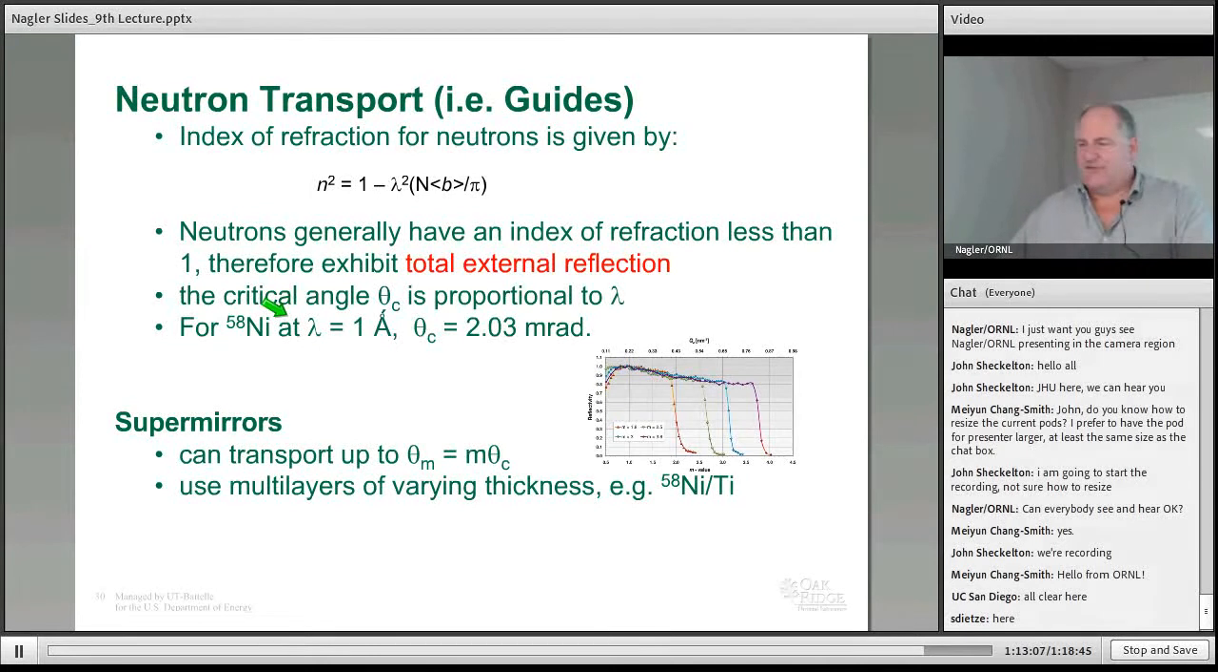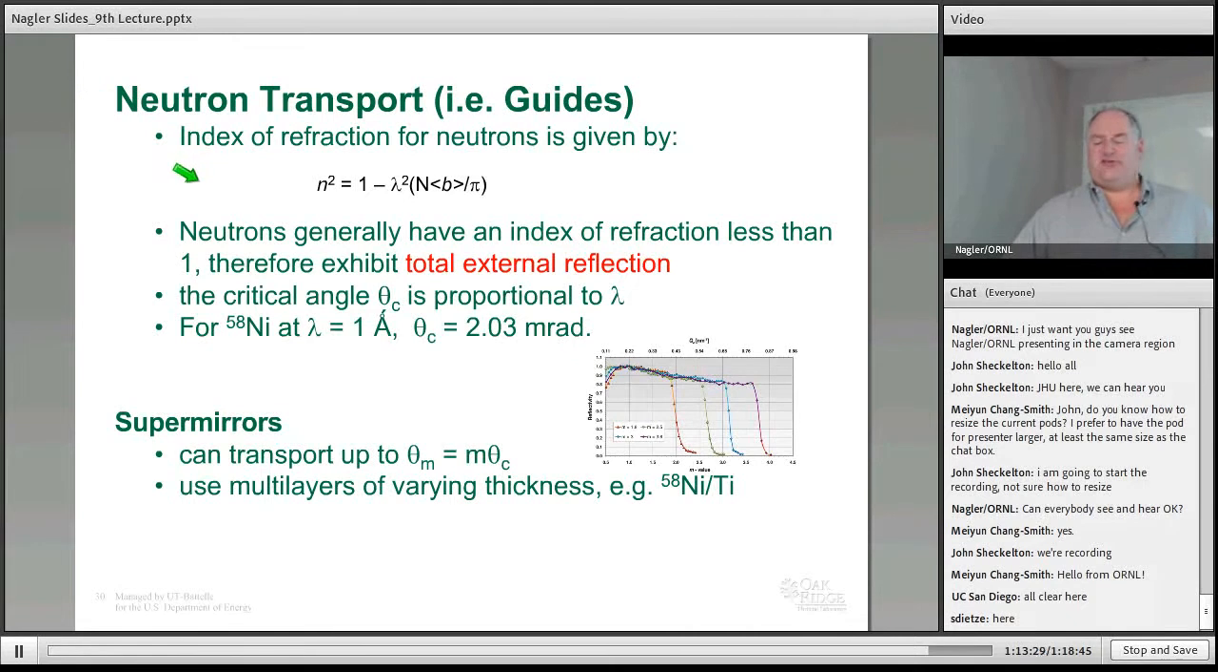Okay, if we have time, let me say a couple of words about guides, and I'm going to save the instruments themselves for Thursday because we're running short of time. Having made these neutrons, quite often we want to transport them, and a major means of transporting them is to use what are called neutron guides. They make use of the following fact.